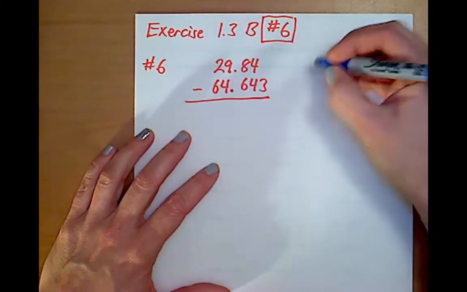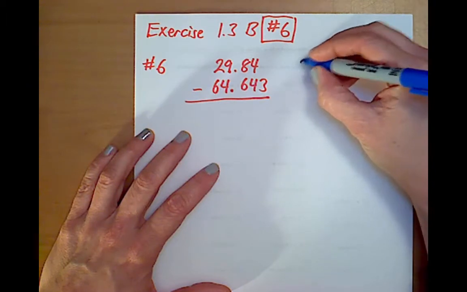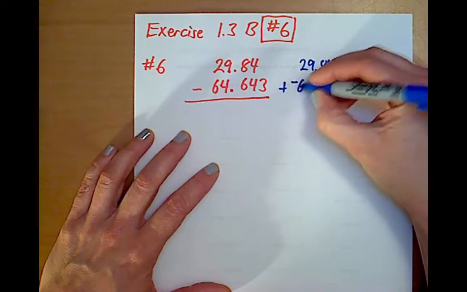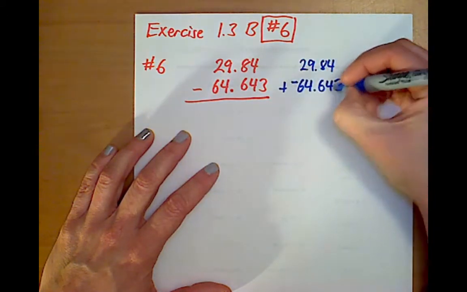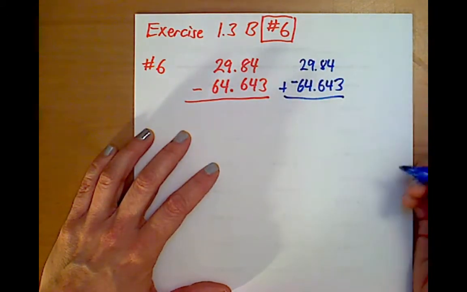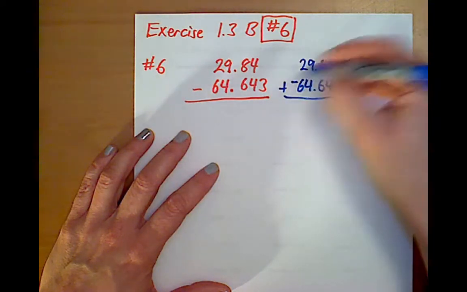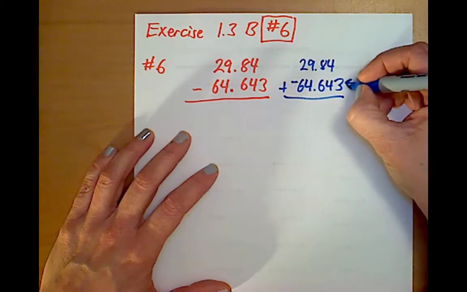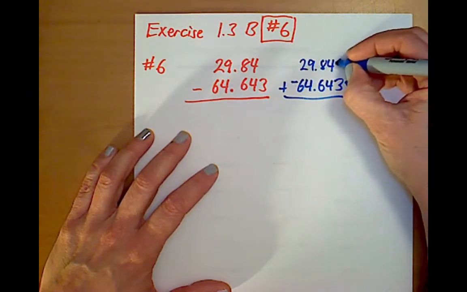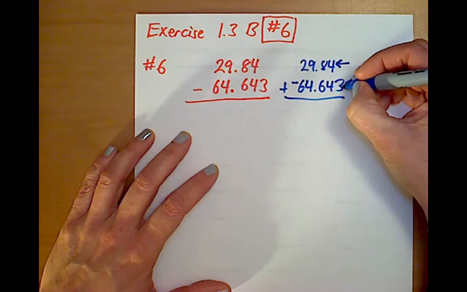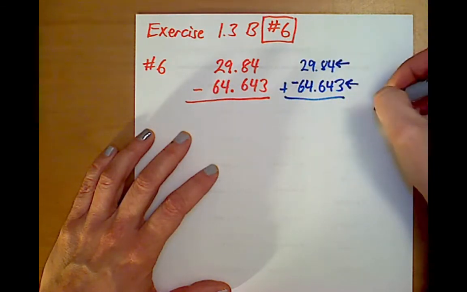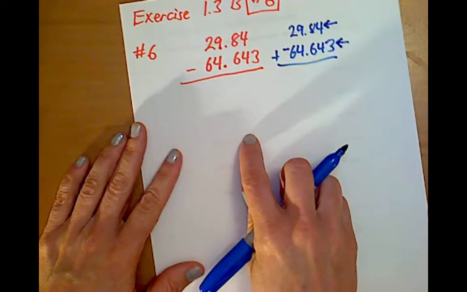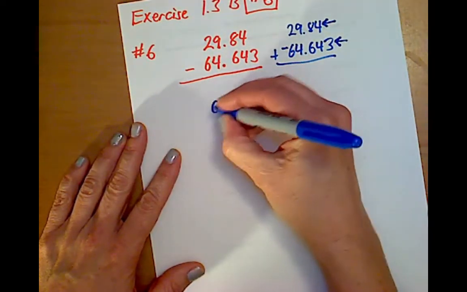So what we really have here, if you think about it, we really have 29.84, and we're adding a negative 64.643. We're going to end up with a negative number at the end. And the way we figure out how much we're going to end up with is we need to take this number right here, subtract this one, because this one's bigger. We're going to take this one, subtract this one, and then make sure our answer has a negative sign for the answer.